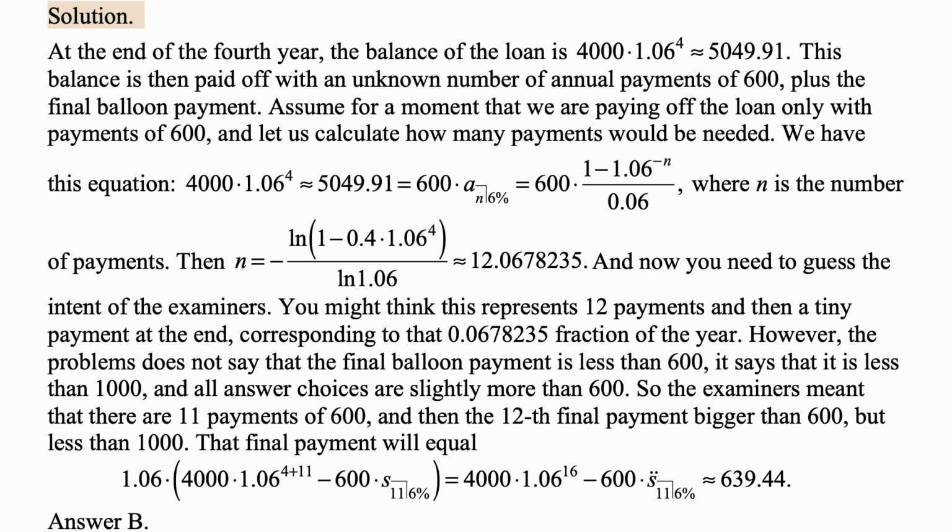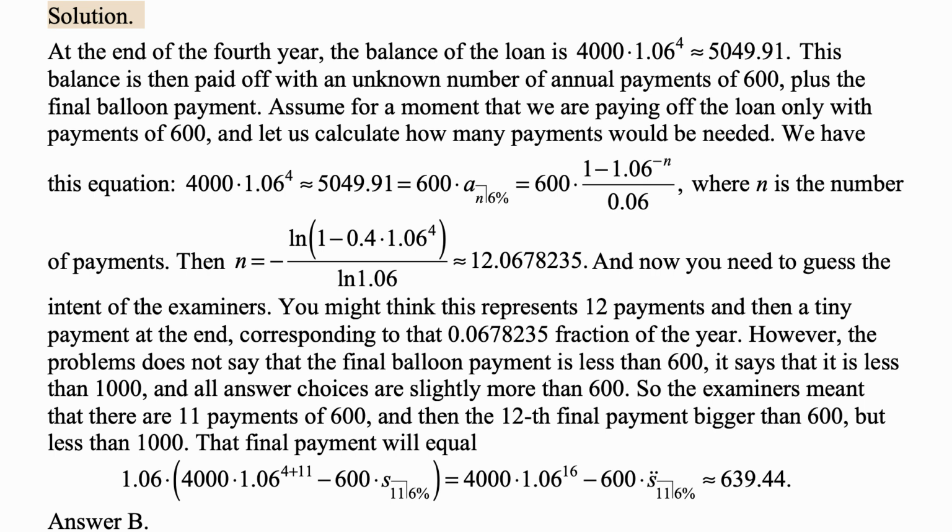So here is the solution. At the end of the 4th year, the balance of the loan is 4,000 times 1.06 to the 4th, which is approximately 5,049.91. There were no payments made in those 4 years. The first payment comes at the end of the 5th year. And that's why we may want to know this balance, although we don't really have to do this calculation. Just observe that this is something we know. This is the balance of the loan after 4 years. It's 4,000 times 1.06 to the 4th. This balance is then paid off with an unknown number of annual payments of 600 plus the final balloon payment.